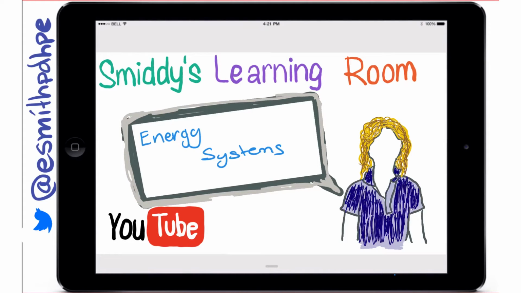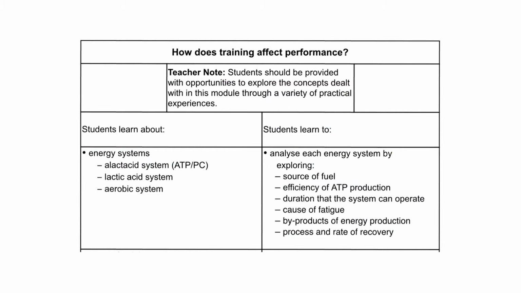Today we start having a look at the HSC Core 2, Factors Affecting Performance, and we're just going to have a look at the energy systems. So when we have a look at where this content comes from in the syllabus, it comes from the focus question, how does training affect performance? And then we're having a look at the learn about side here, the energy systems.